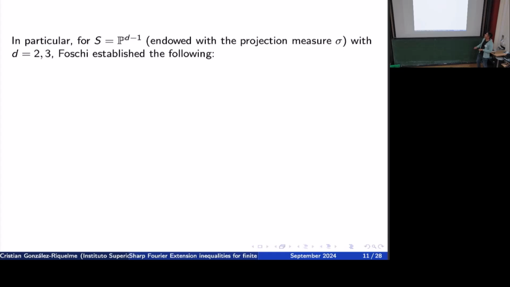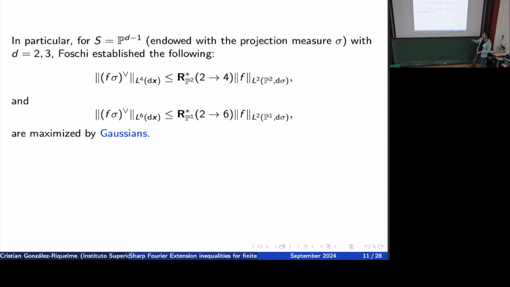A very nice result was established by Foschi in the early 2000s, where he proves that when you take the paraboloid with the projection measure, you get the following inequalities from L2 to L4 and also from L2 to L6. The first one is for the paraboloid in space, and the second one is for the parabola in the plane. These two inequalities are maximized by Gaussians. I think this was the first result in this direction, and the proof is very nice, so I will try to explain a little bit about that now. So here we have two exponents, an even number here and another even number here, and we get the sharp constant here.